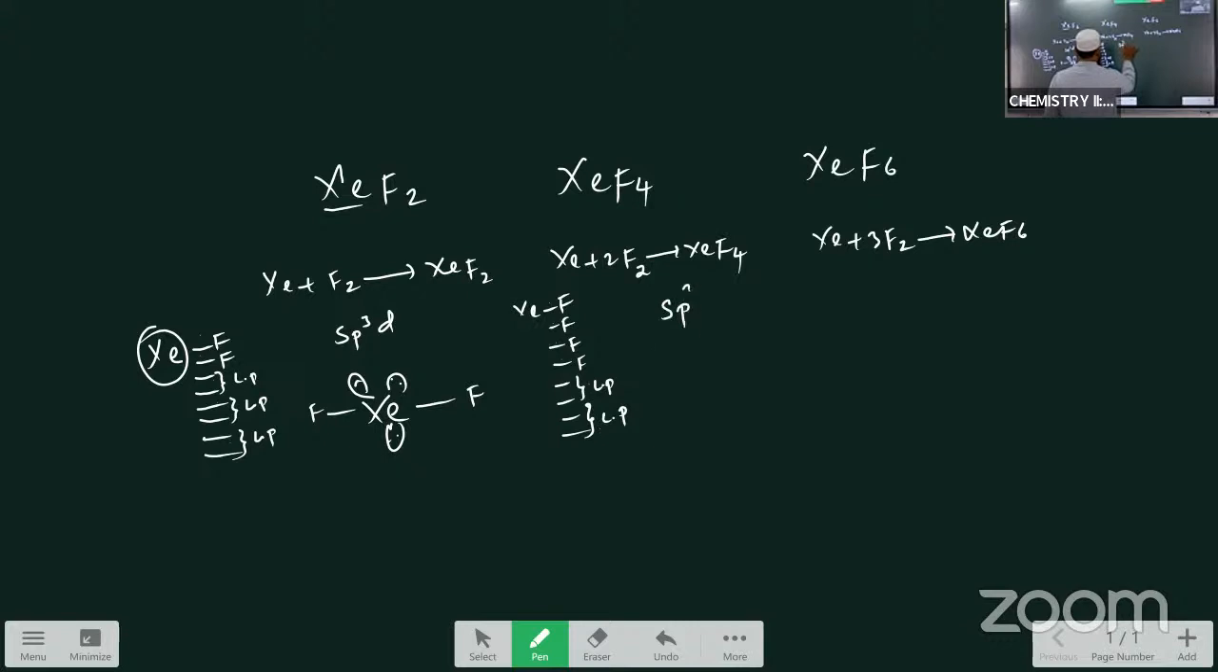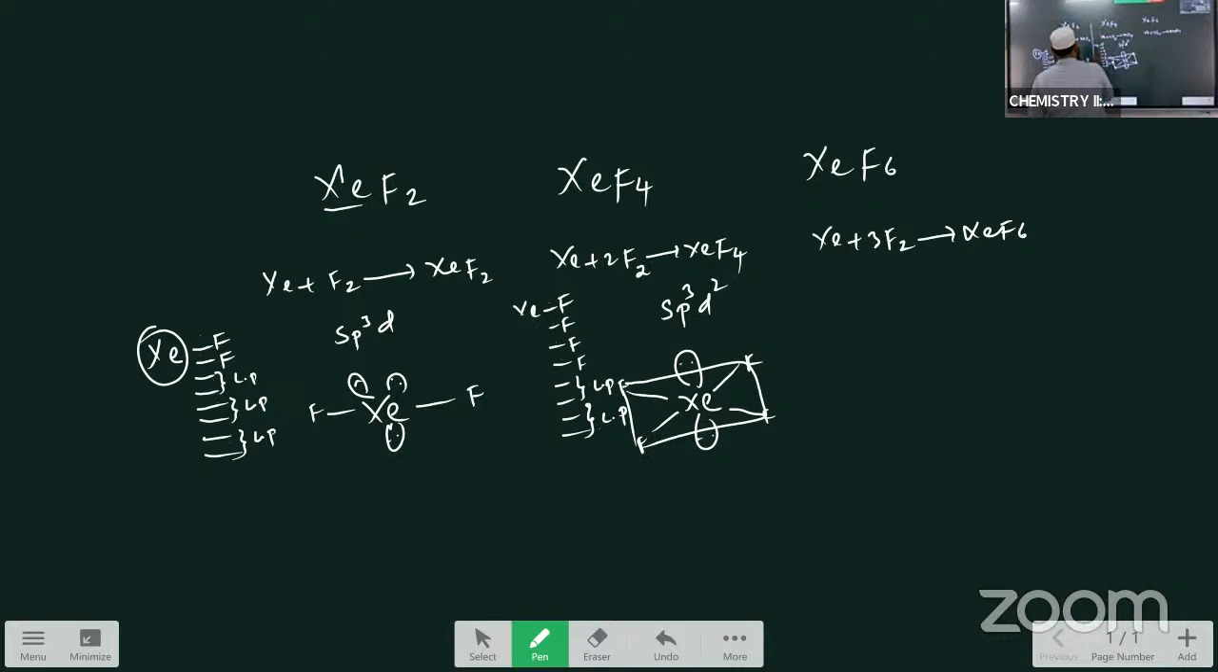That means it undergoes sp3d2 hybridization. In sp3d2 hybridization, how many hybrid orbitals are formed? 6 hybrid orbitals are there. Among them 2 lone pairs are present, and 4 fluorine atoms are arranged in this manner. That is the structure called the square planar structure. This is about the XeF4 structure.